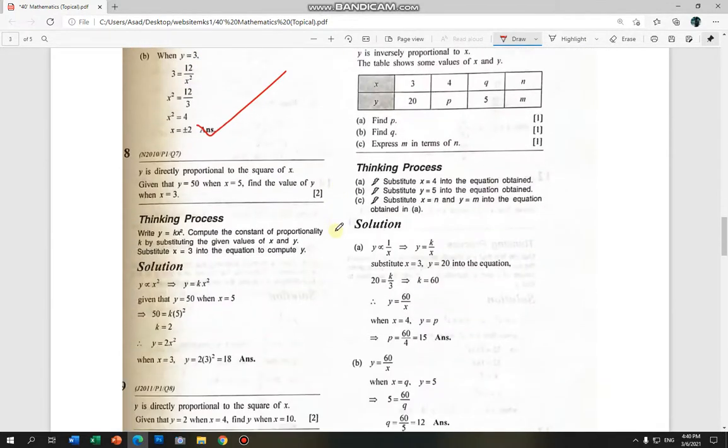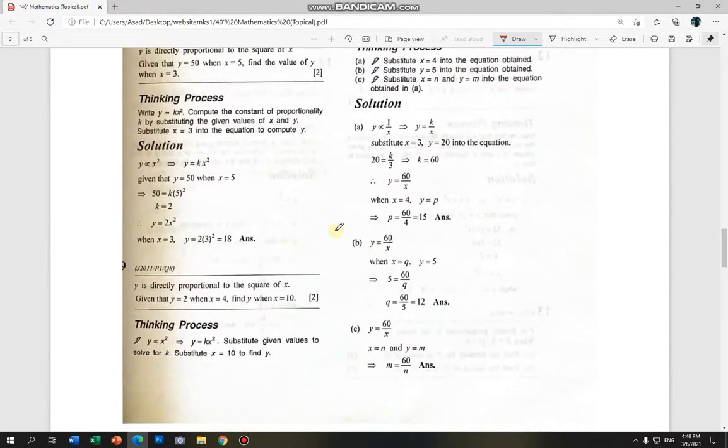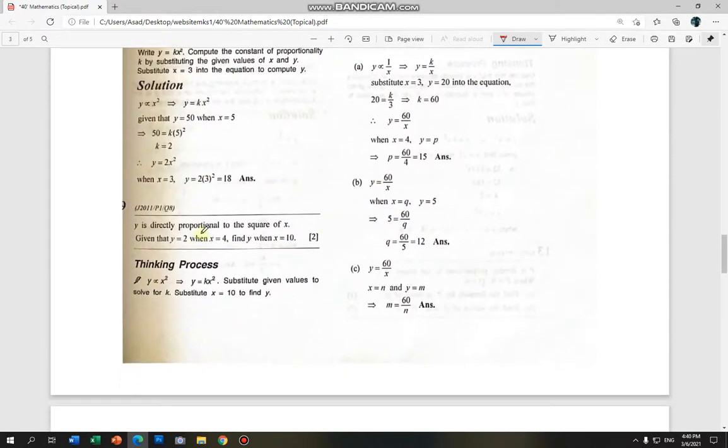Next question, question number 8. We can move on to question number 9.